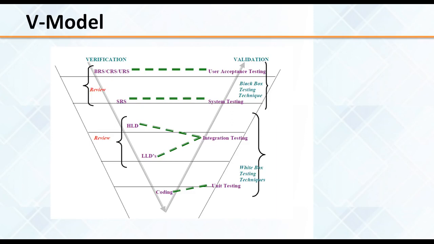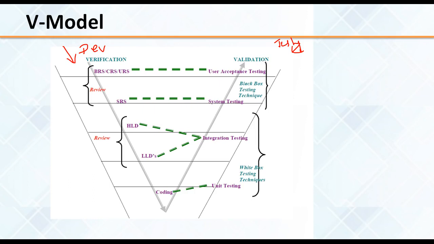One side we call verification, on the other side we call validation. Here the development activities will be taken care of, and here the testing activities will be taken care of. So development and testing both happen in parallel. How will it overcome the other phases' problems? Development as well as testing activities go parallel.